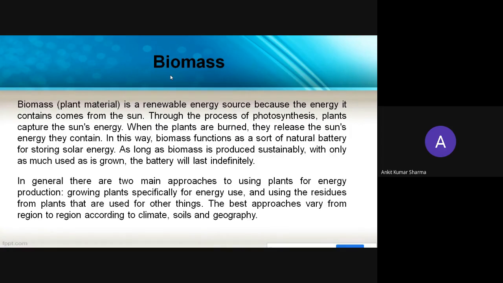So here we will discuss biomass. Actually, biomass is the energy that comes from plant material and the fermentation of such material.